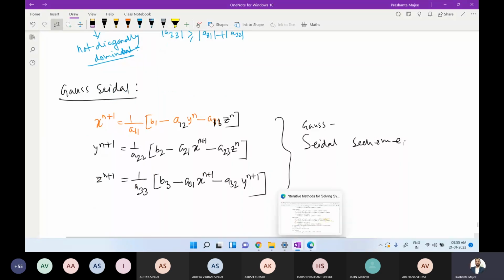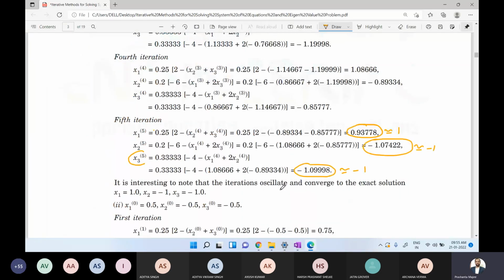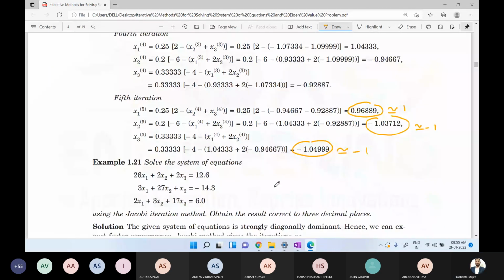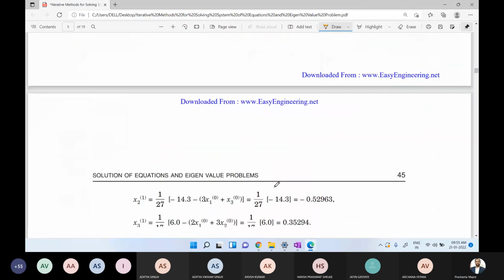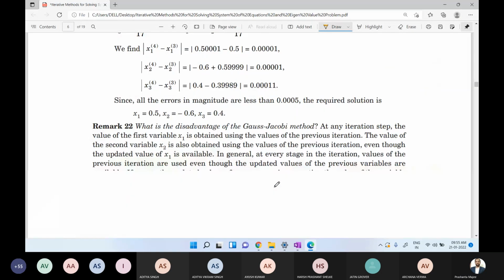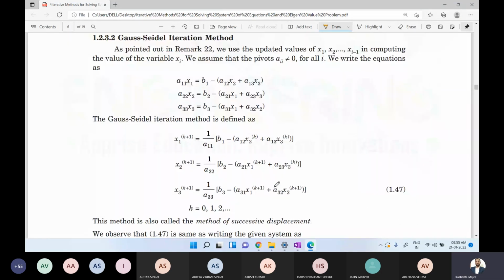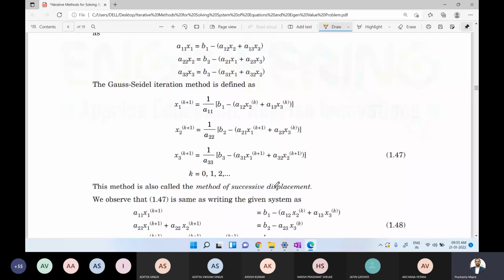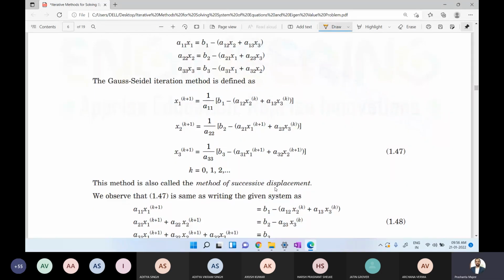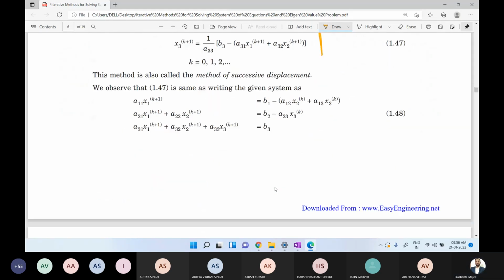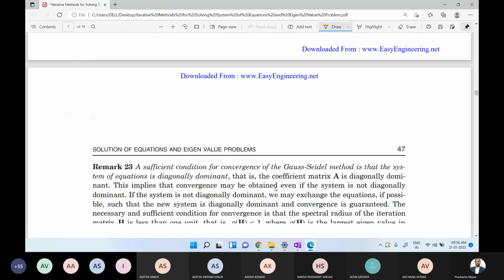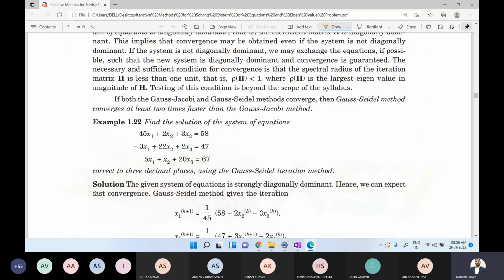So if you look at the PDF here, you will see the difference. In the Gauss-Seidel iteration scheme, as soon as updated values are available, use them in your scheme. So this is the only difference. The other sufficient conditions that I discussed are all the same.